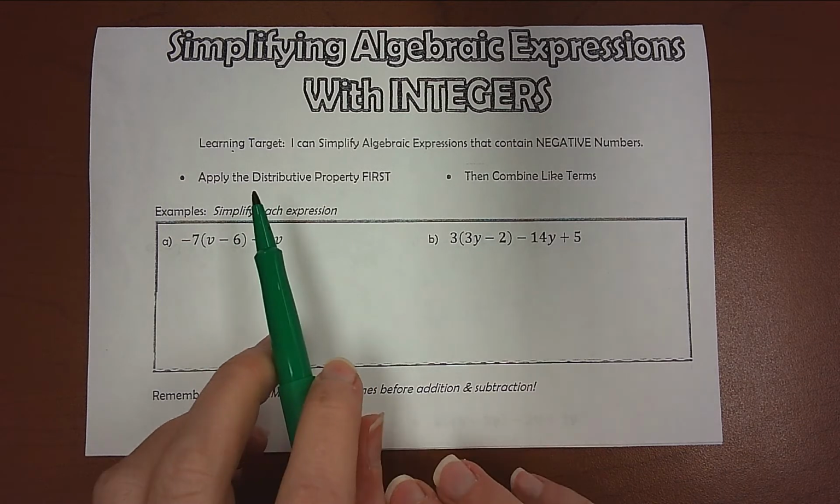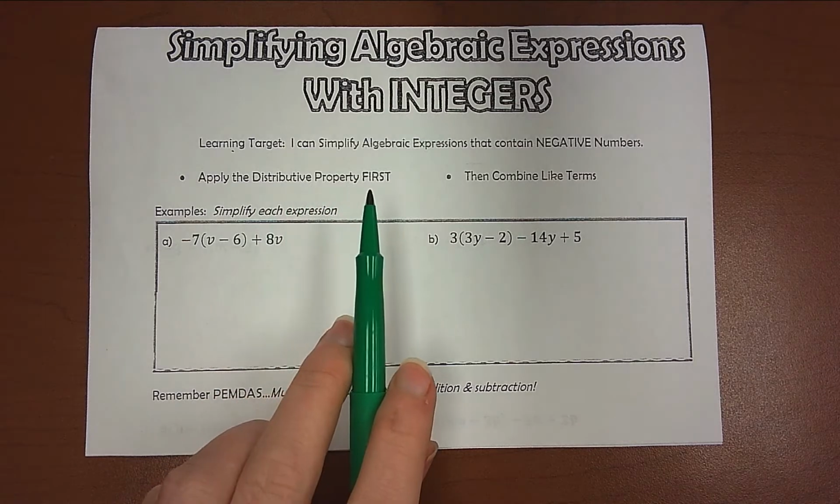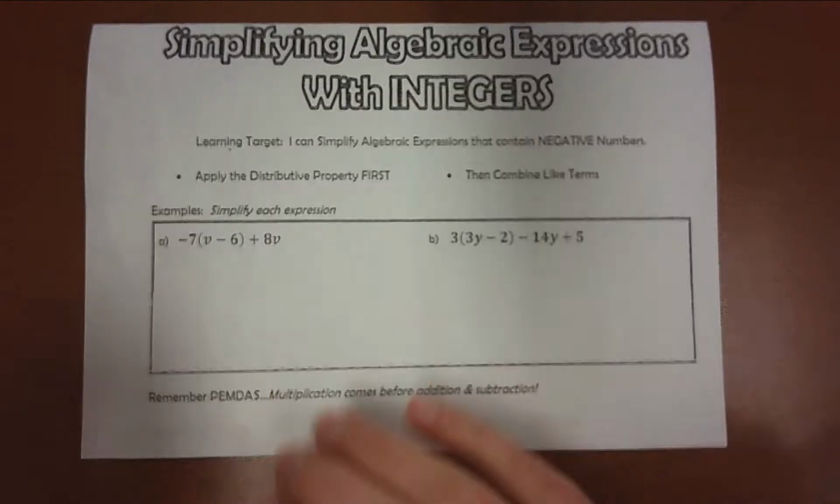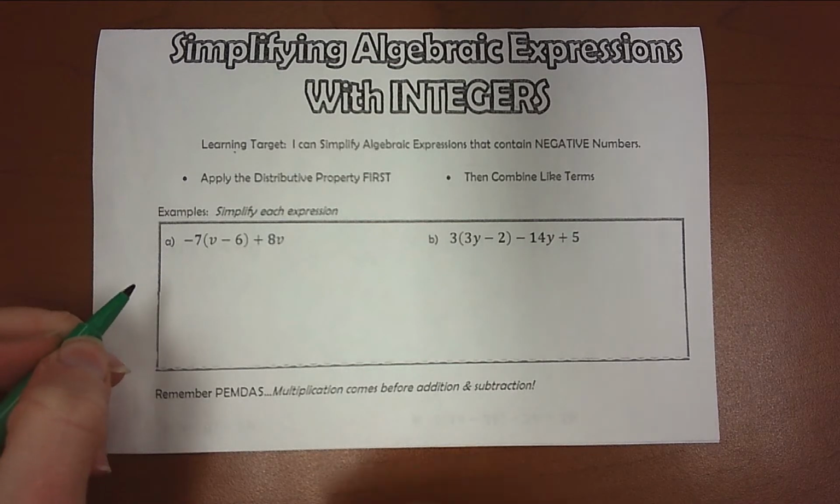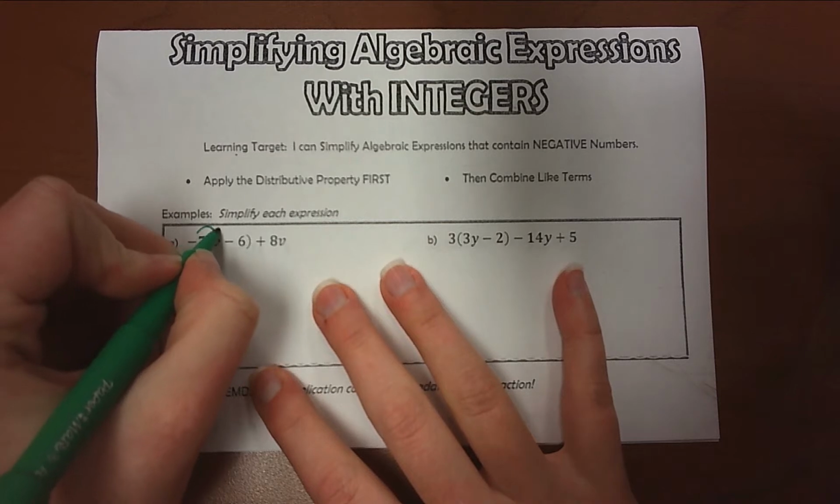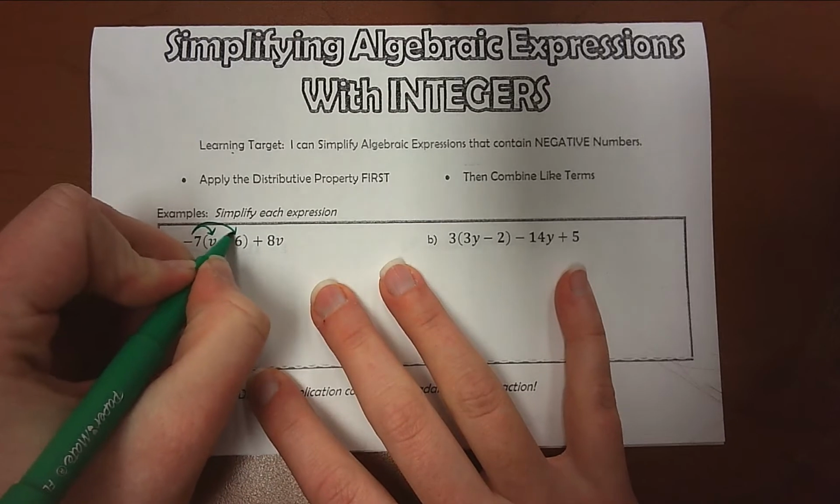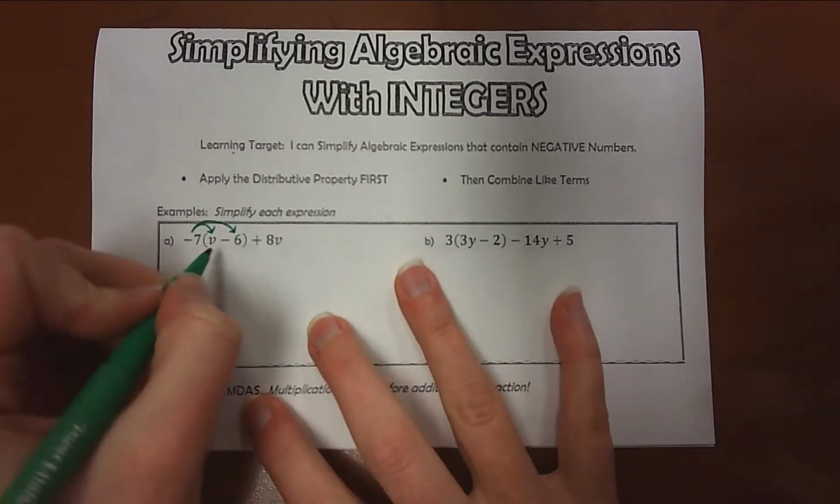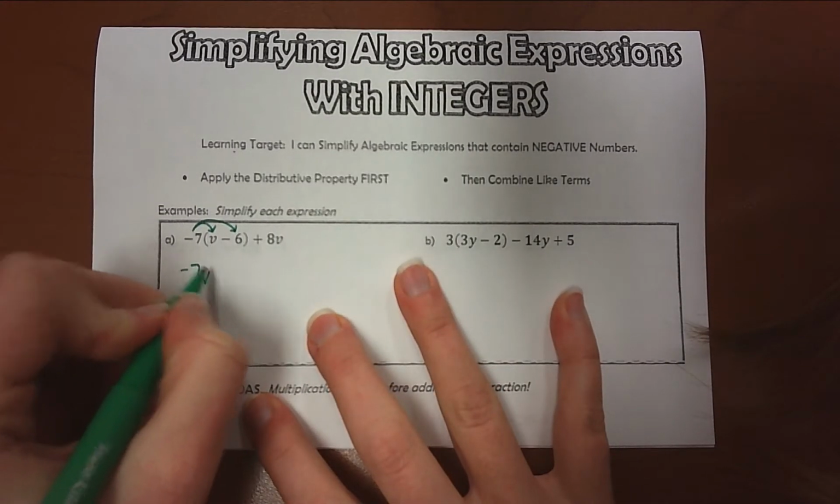Here are kind of our steps. We always want to apply the distributive property first and then combine like terms. We worked on the distributive property last lesson. The first thing I'm going to do is distribute this negative 7 to everything on the inside of parentheses. So negative 7 times v is negative 7v.